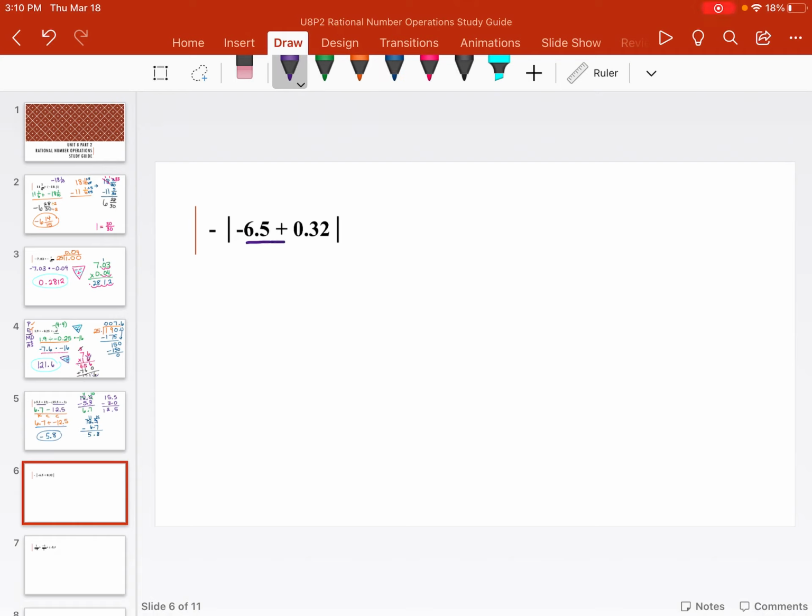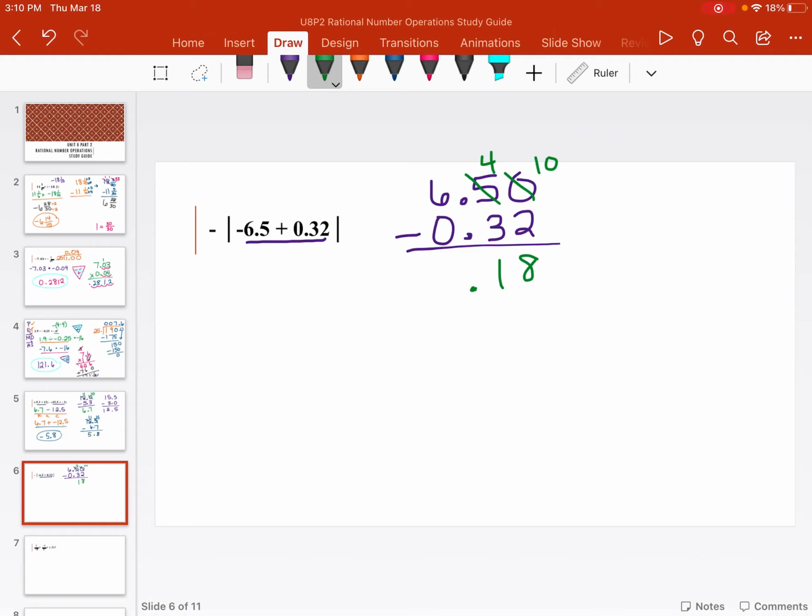So I'm going to start here with my negative 6.5 plus my 0.32, different sign, subtract. I'm going to do 6.5 minus 0.32. Don't forget that placeholder 0, because now I can see I need to borrow. So 5 becomes a 4, 0 becomes a 10, that leaves me 8, 4 minus 3 is 1, bring down my decimal, and 6. Because a negative was the larger number, so negative 6.18 is inside of my absolute value bar, and it says the opposite of the absolute value of negative 6.18.